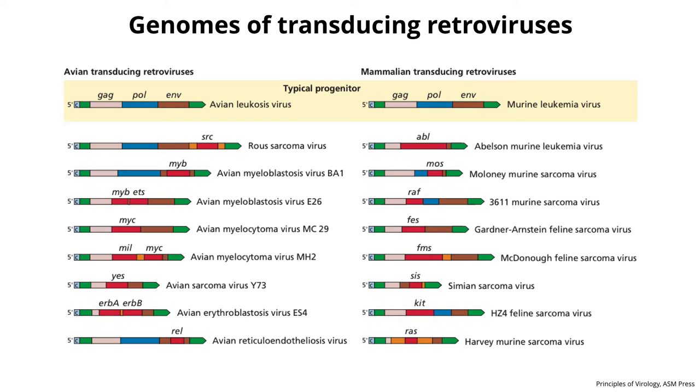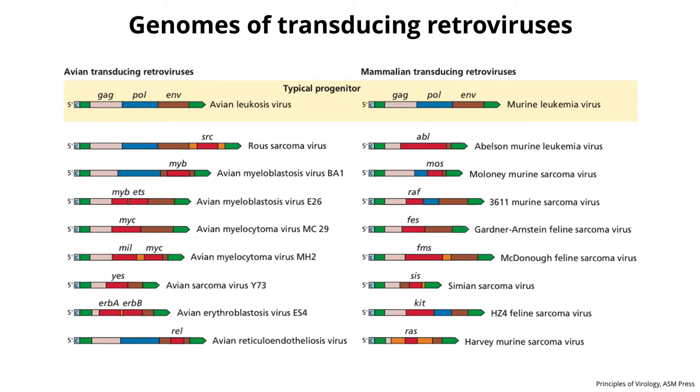You can see different tumors: sarcomas, myeloblastosis, myelocytomas, erythroblastosis, reticuloendotheliosis, all different kinds of tumors. And from each one, they got a different variant of avian leucosis virus, the difference being that they've all picked up different host genes. So here's Rous sarcoma virus. It picked up a SARC gene in red. And the avian myeloblastosis virus, for example, picked up a gene called MYB. They named the gene after the kind of tumor that the virus was originally isolated from. MYB, MYC, MIL, YES, ERB, and REL, et cetera, et cetera. And these names should sound familiar because some of them now are part of normal cell pathways that we have studied extensively.